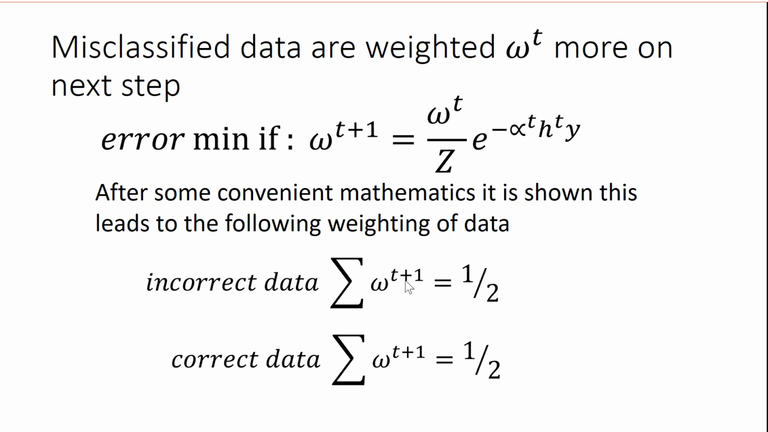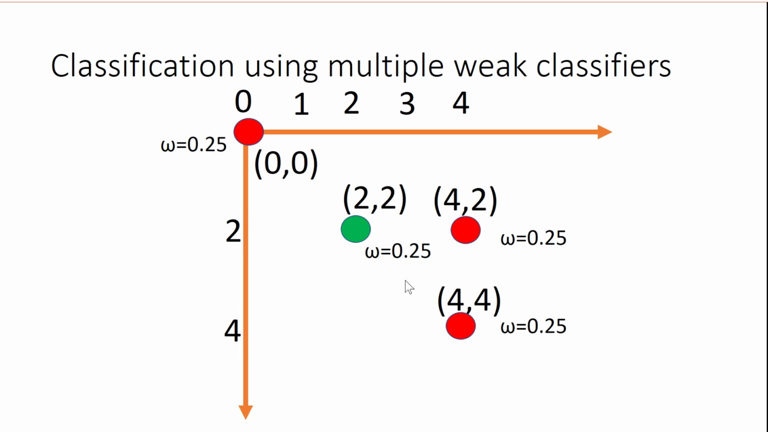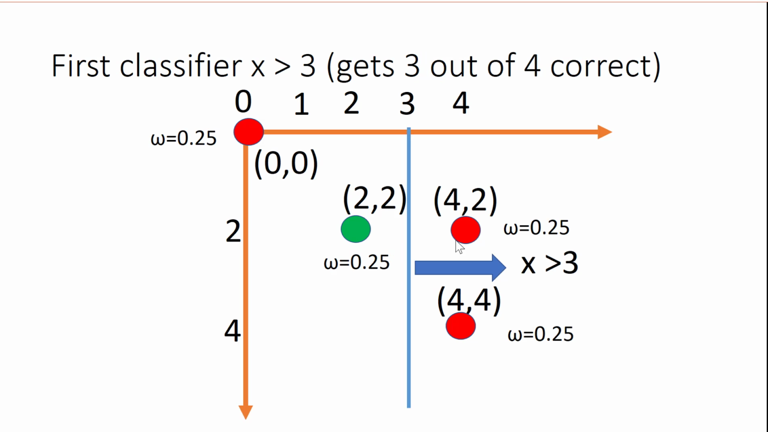Okay, so we'll see how this works. So here we are at the first step. All the points are weighted equally so that they sum to 1. They're a distribution. And now we choose our first classifier. And so x greater than 3 is true. So that gives this point, 4, 2 is true, this is true, this is true. This one we misclassify. So we get 3 out of 4 correct.